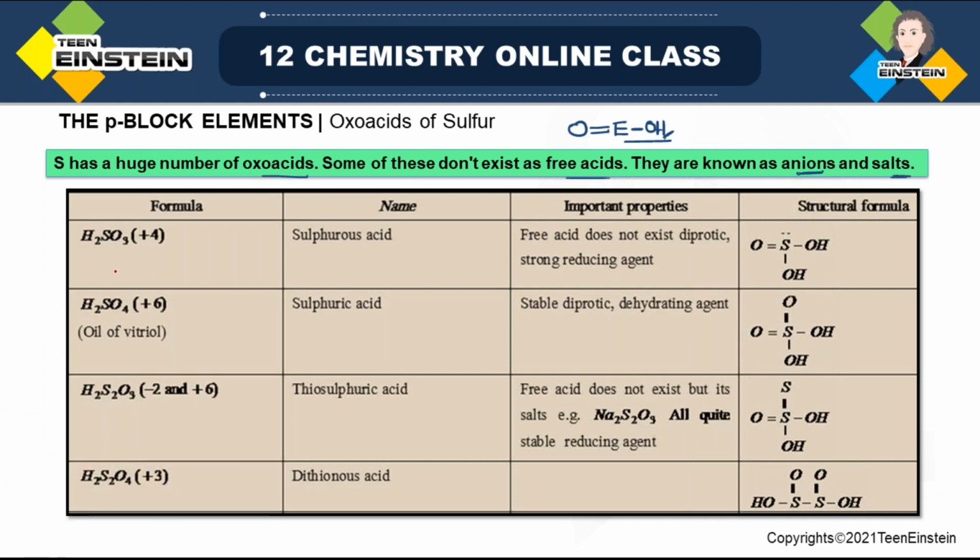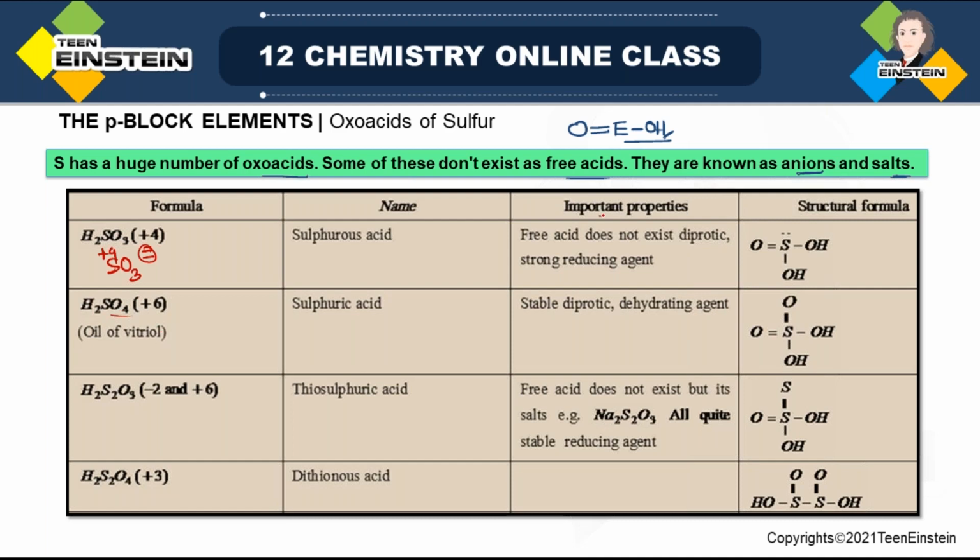H2SO3, here the oxidation state is +4. Because if you just remove the 2H+, it will be SO3 2-. Three oxygen atoms means a total charge of -6, so sulfur must be +4, because 2 negative charges are extra. This is known as sulfurous acid, not sulfuric. Sulfuric acid is H2SO4, but this is H2SO3.